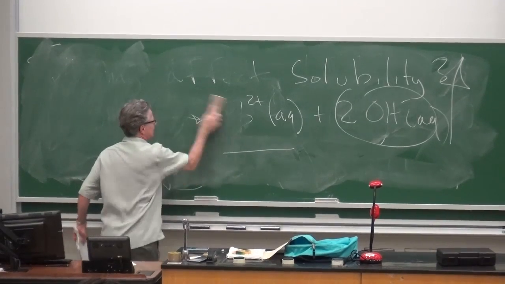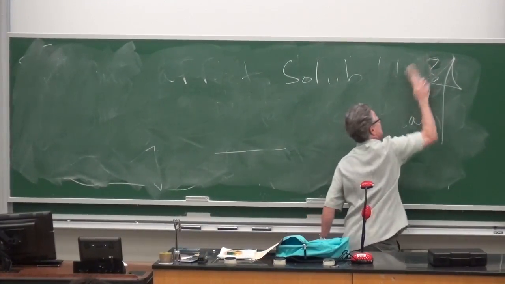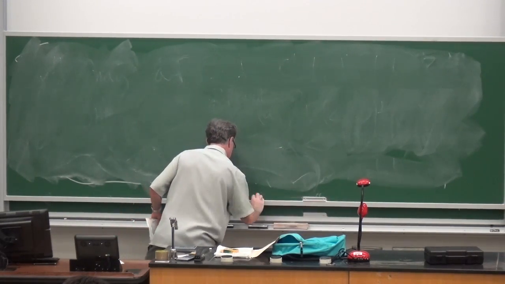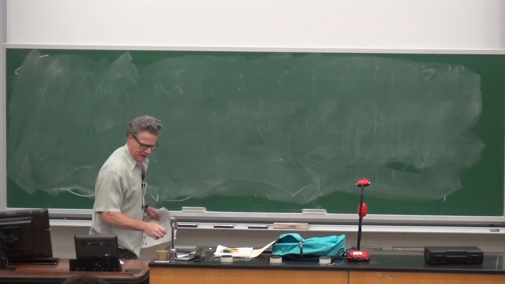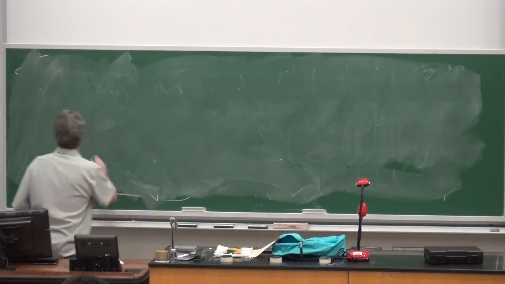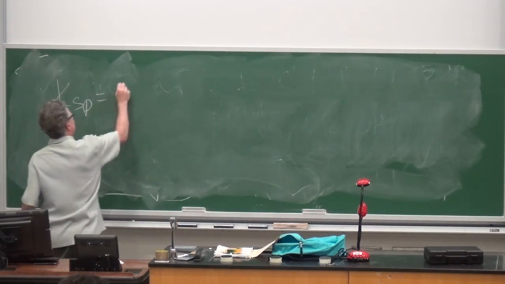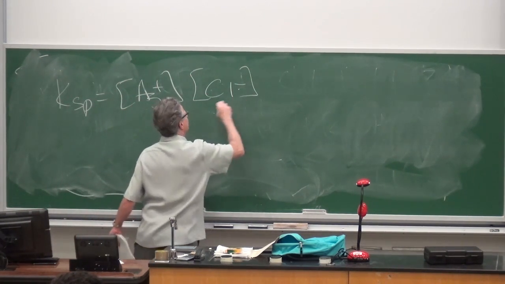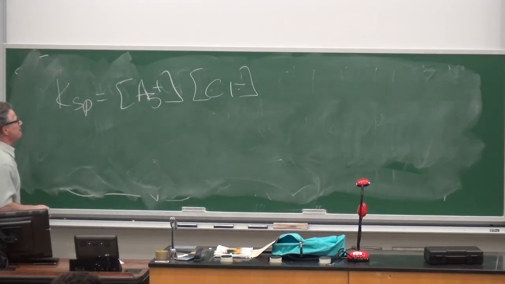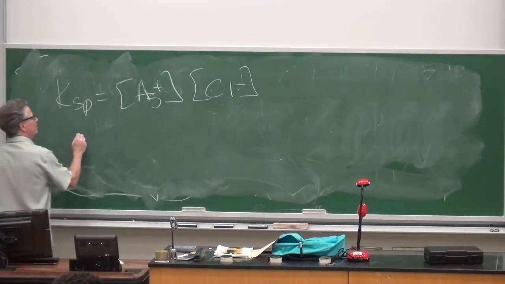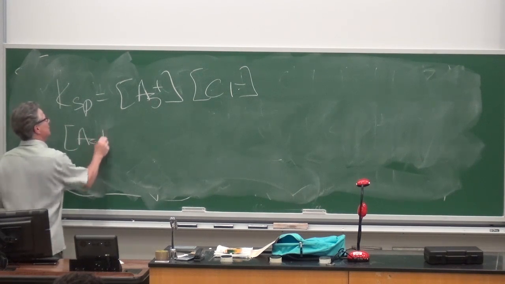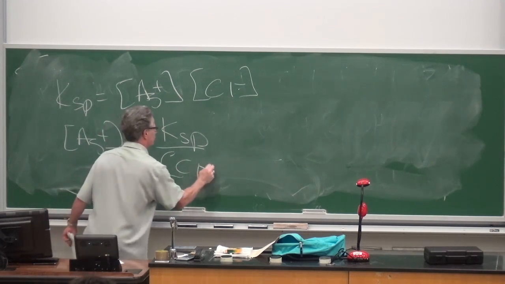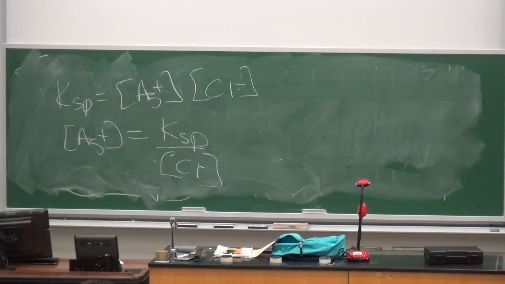You can prove it to yourself mathematically. Let's just write Ksp is the concentration of silver times the concentration of chloride. And you say, great, so now I want to solve for the concentration of silver. The concentration of silver is equal to Ksp divided by the concentration of chloride. Yeah, is that right?